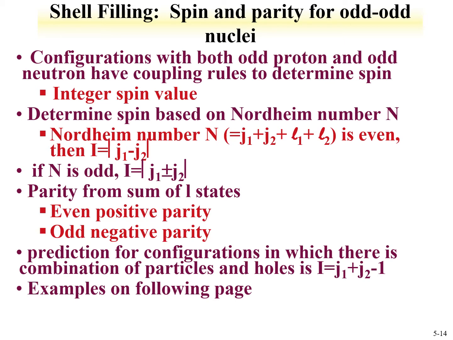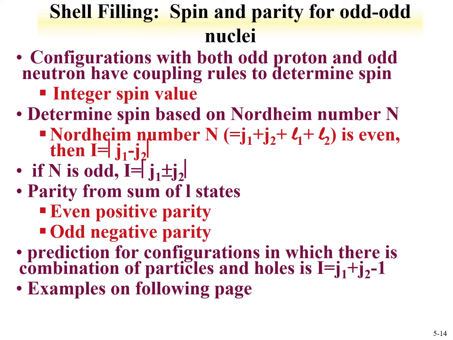Sometimes the coupling method isn't completely straightforward. One route to determine this is the use of the Nordheim number, where the Nordheim number is the sum of the spin and the orbital angular momentums. If we add the numbers together and the Nordheim number is even, then the spin is the absolute value of the difference between the two numbers.